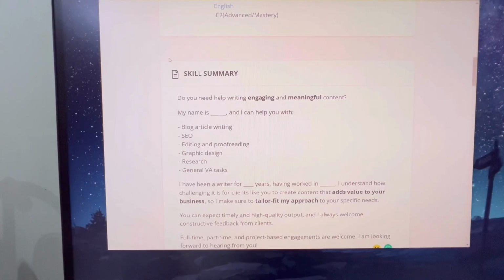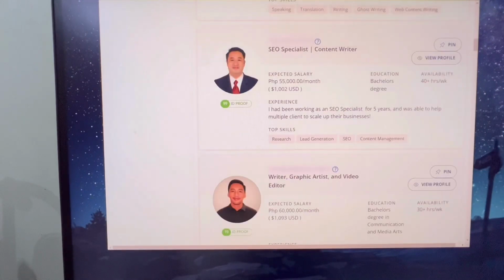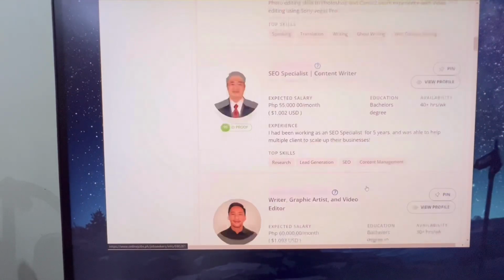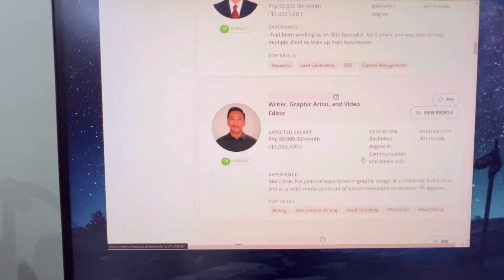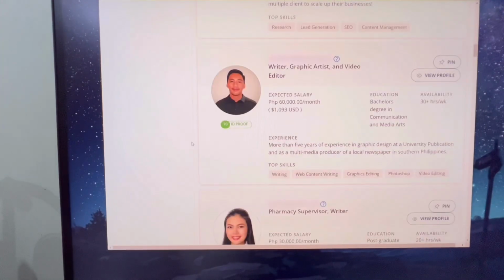So I guess let's just take a look at some profiles that I think are good. So obviously these people aren't me. These are just freelancers I found browsing online jobs PH. Let's just look at their profiles as an example. For example, this guy. You can see here, his experience summary says he has more than 5 years of experience in graphic design at the university publication.